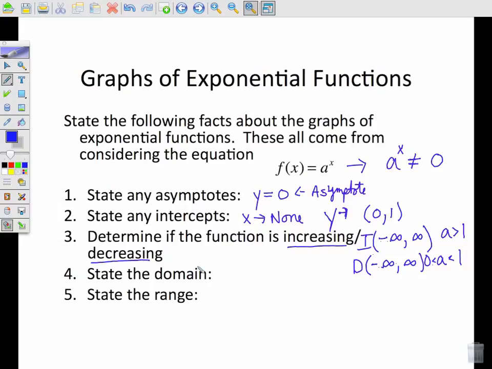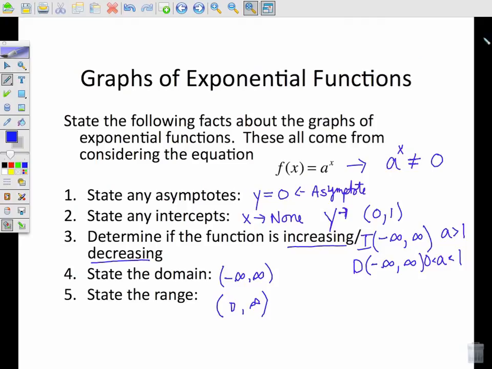All right, state the domain. So we know our domain for this is all reals, so negative infinity to positive infinity. And our range would be from 0, but not including 0, to infinity. And again, if you have to look at the graphs for that to see it, you can. All right, so that's the important information that we have.